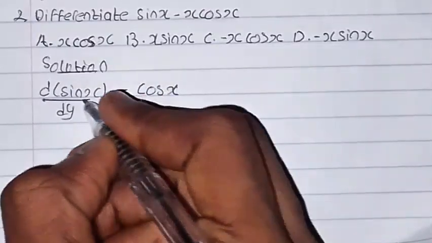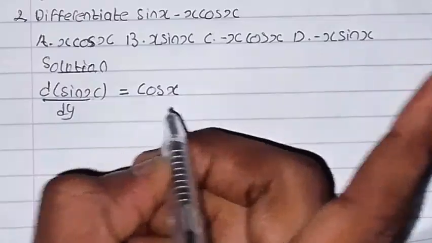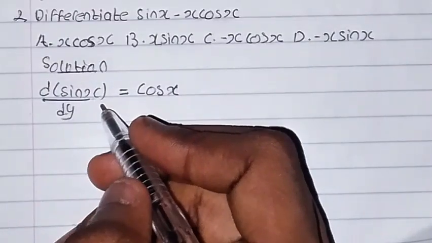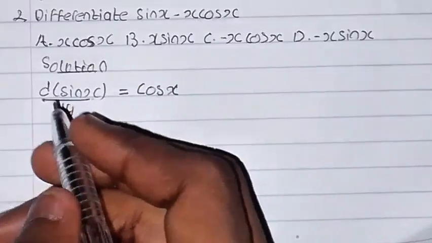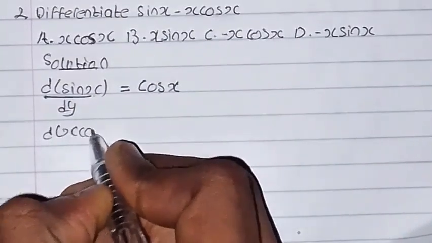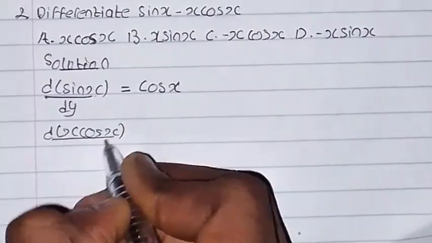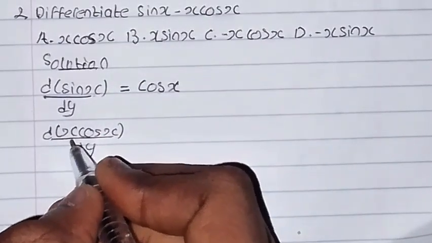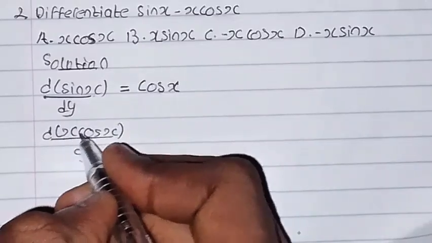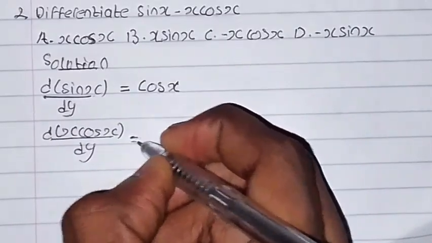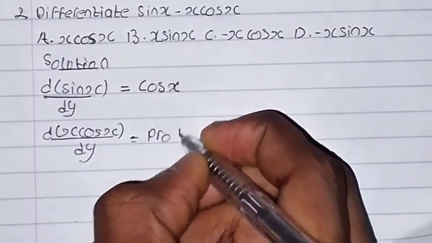The first derivative of sine x is cos x, but meanwhile the first derivative of cos x is minus sine x. Alright, as for x cos x, we have d(x cos x)/dx. Now for the multiplication of two different entities which both contain x, you use what we call the product rule. So to solve this, we're going to use the product rule.